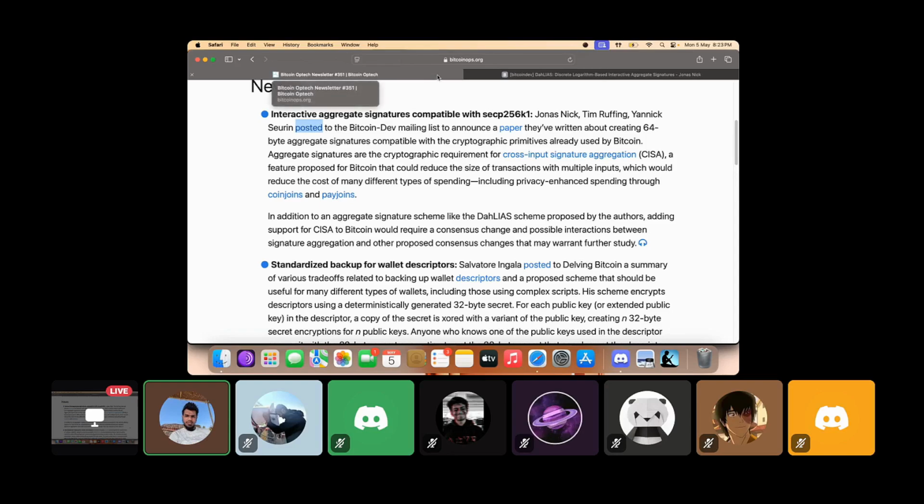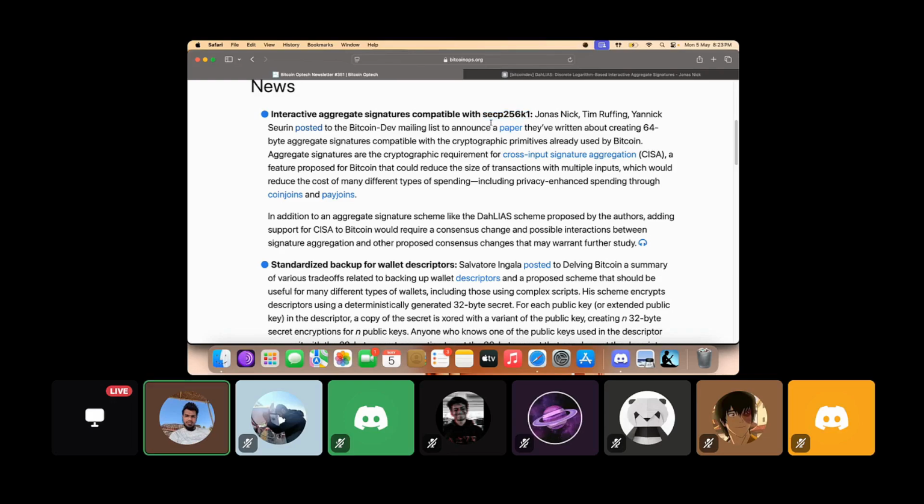The bottom line being, this news article talks about a proposal which is a variant of cross input signature aggregation, which aggregates digital signatures of different inputs in the same transaction to a single digital signature of only 64 bytes, right? Where this stands out is that it is compatible with secp256k1, right? I believe this is not the first and the only cross input signature aggregation scheme. There are other schemes as well. However, they are not compatible with secp256k1.